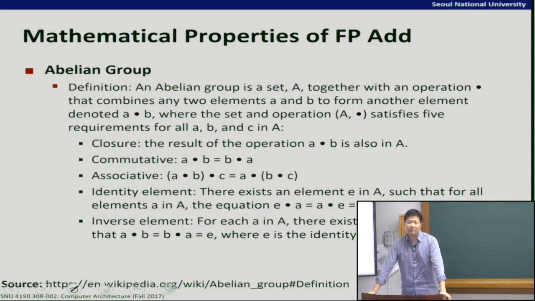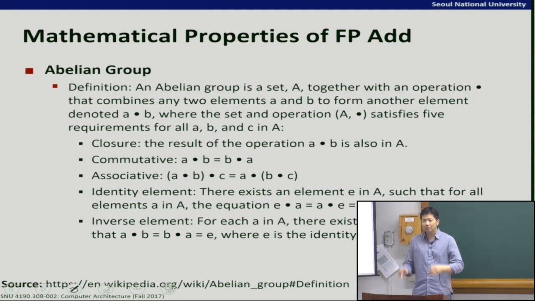So the identity element is 항등원 in Korean, right? If you take an element and apply this operation with the identity element E, then you always get the same original element back. So this one is 항등원 in Korean.